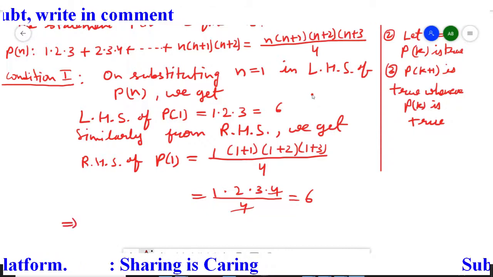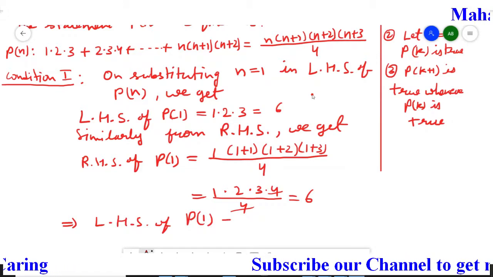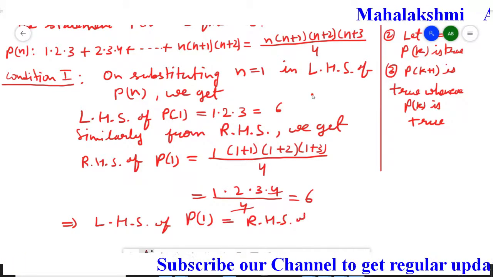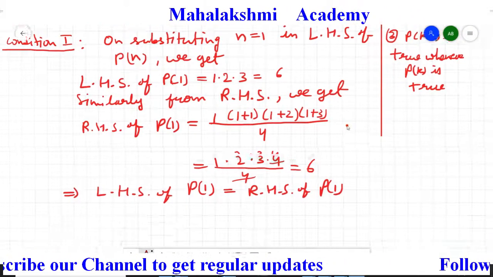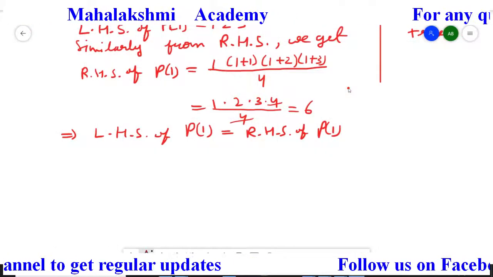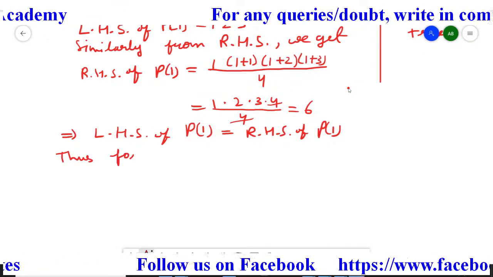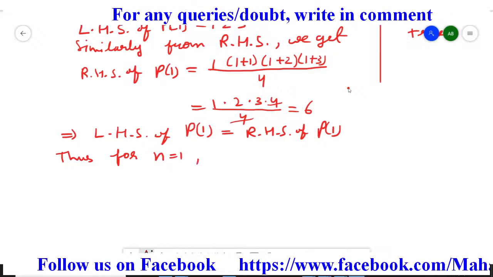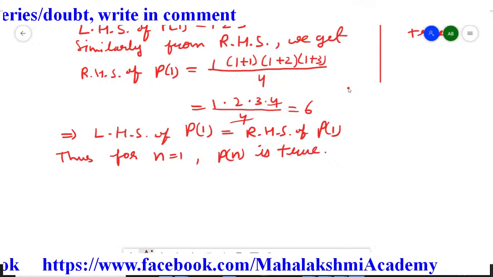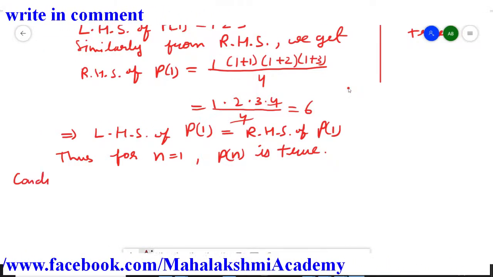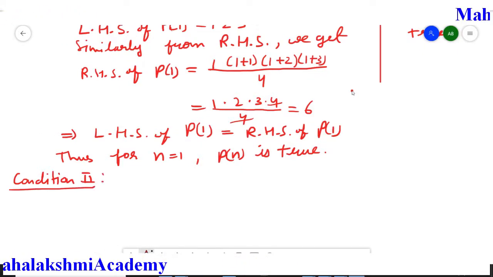So what we observed is the left hand side of P1 is the same as the right hand side of P1. So we can write that for n equal to 1, Pn is true. So the first condition is satisfied. Now we'll write down the second condition. In the second condition, first we'll see what the second condition is.